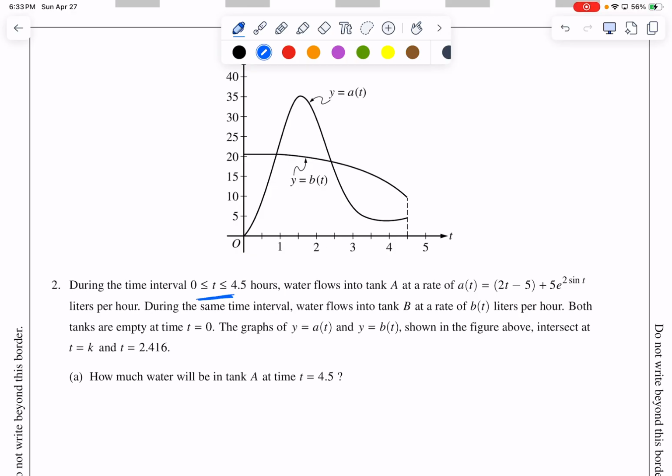During the time interval from 0 to 4.5 hours, water flows into a tank. I would keep in mind that it said water flows into the tank because that's going to be positive displacement. Okay, at a rate means derivative of A of t. This is not acceleration. So go ahead and right now type that in your calculator because you need that.